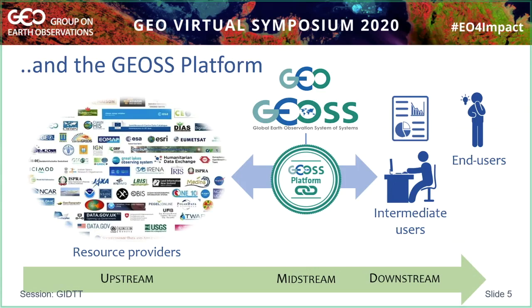For example, in this case, resource providers can focus on upstream services to publish quality data, while intermediate users can focus on downstream services, generating and visualizing the knowledge required by their decision makers. And in this picture, the GEOSS platform covers what is also called the midstream services layer, which is actually made of those value-added services, including interoperability, harmonization, integration, that are necessary to facilitate the access to heterogeneous systems for different applications.